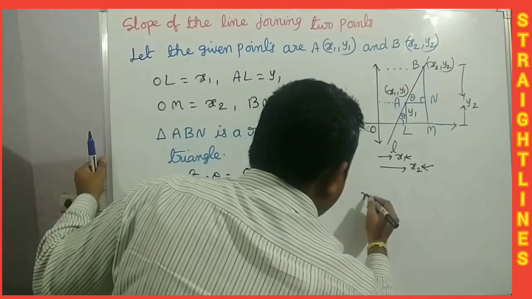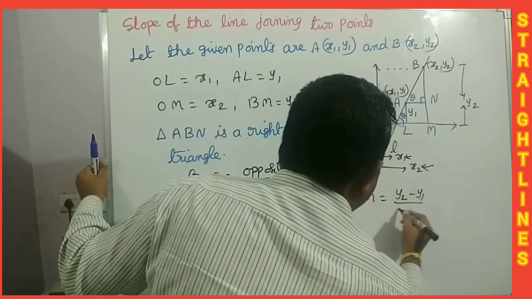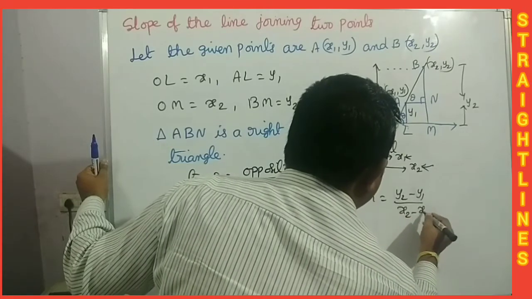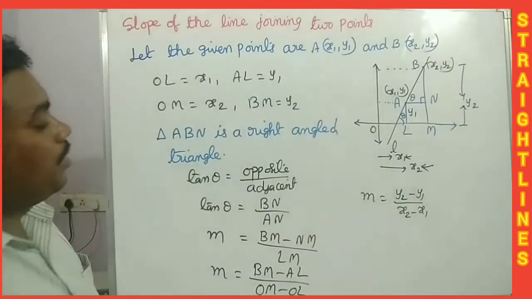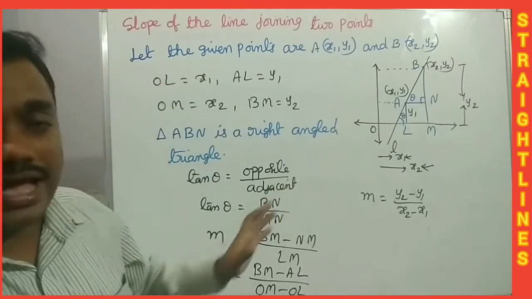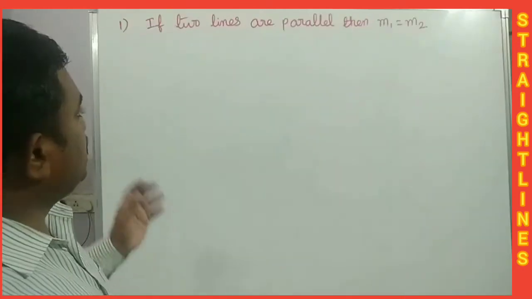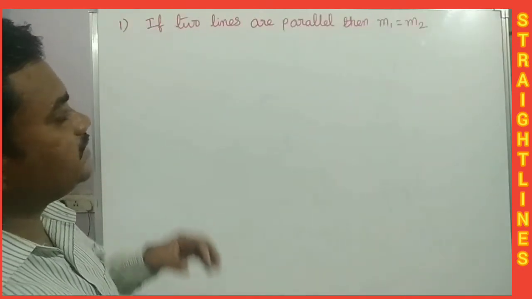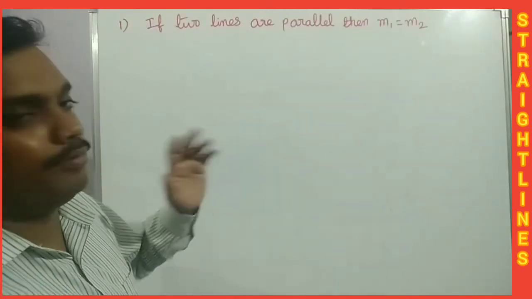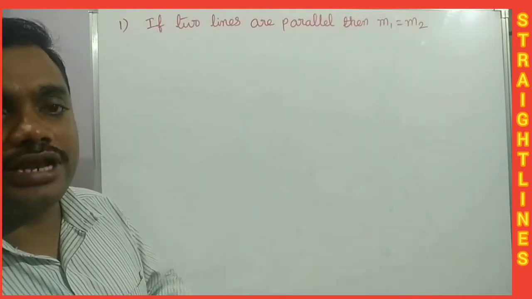Therefore, slope m equal to y2 minus y1 by x2 minus x1. This is the slope of the line AB. What is slope of the line joining two points formula? m equal to y2 minus y1 by x2 minus x1. Now we'll discuss some points. If two lines are parallel, then m1 equal to m2. That meaning is if two lines are parallel, then their slopes are equal.